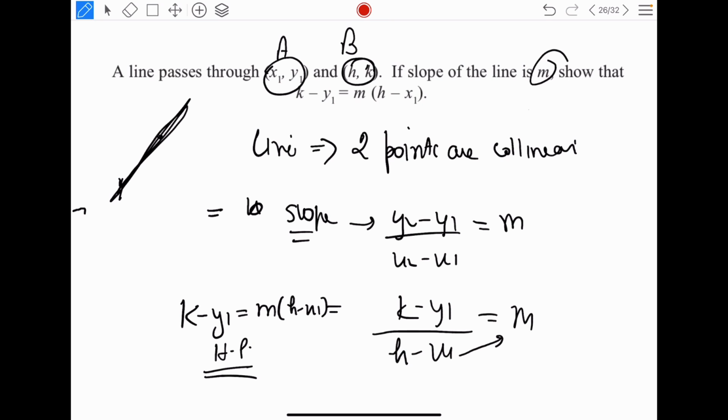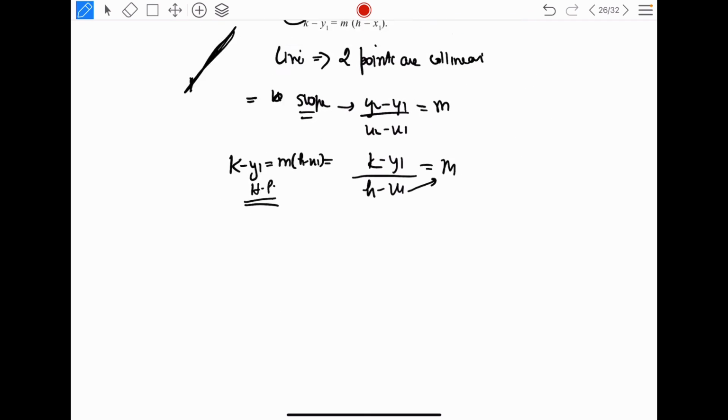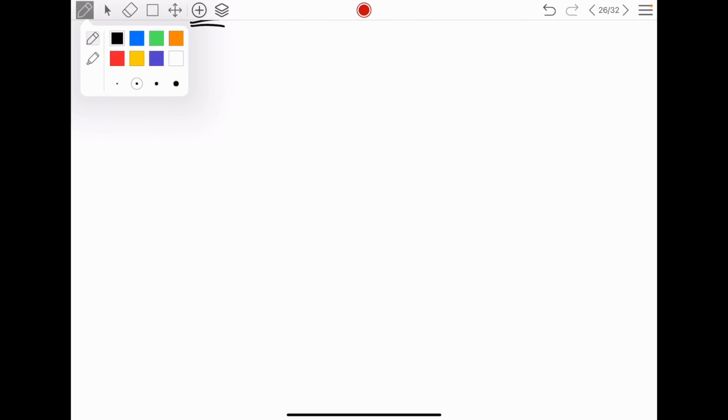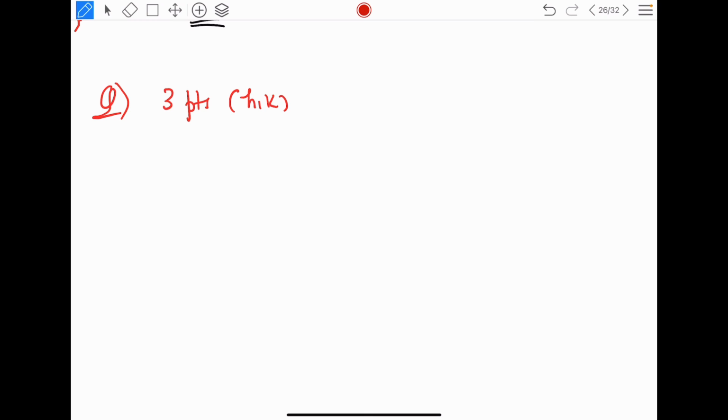Okay, let me take a more specific question on this concept of collinearity now. The question is about 3 points, because here we are talking about 3 points, no? H comma k, this is your point P, then x1 comma y1, this is your point Q, x2 comma y2, this is your point R.